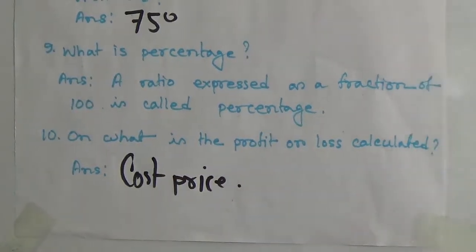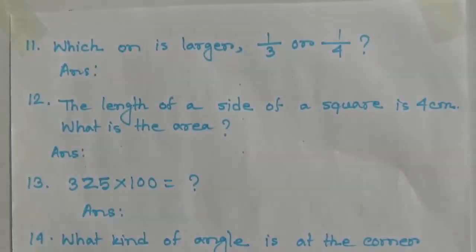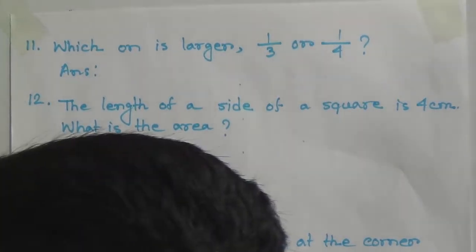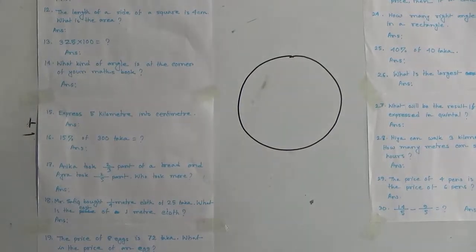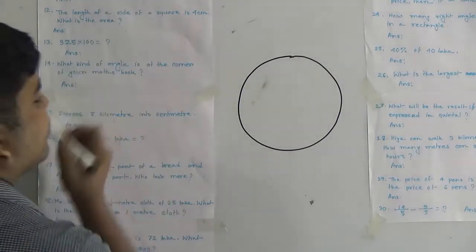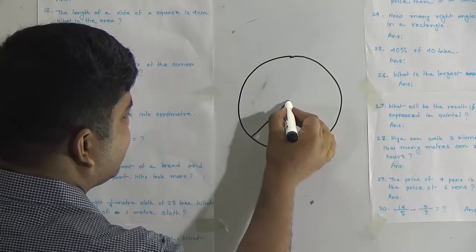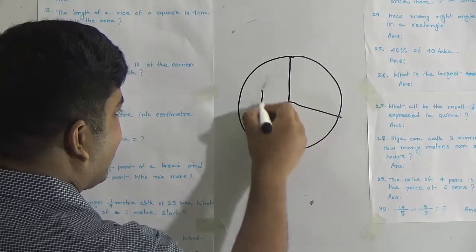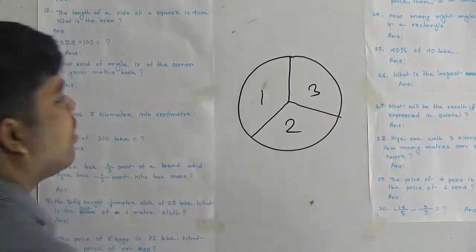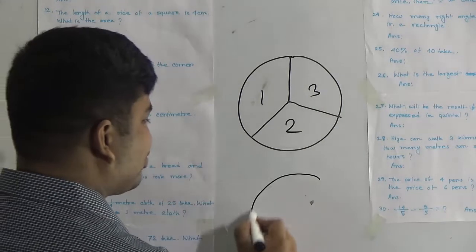Okay, next, number 11. Which one is larger, 1 by 3 or 1 by 4? My dear student, please notice this is a pizza. I like it very much. Here 1 by 3 means we divide it into 3 equal parts: 1, 2, 3. Okay, done. And the same pizza we divide into 4 parts.